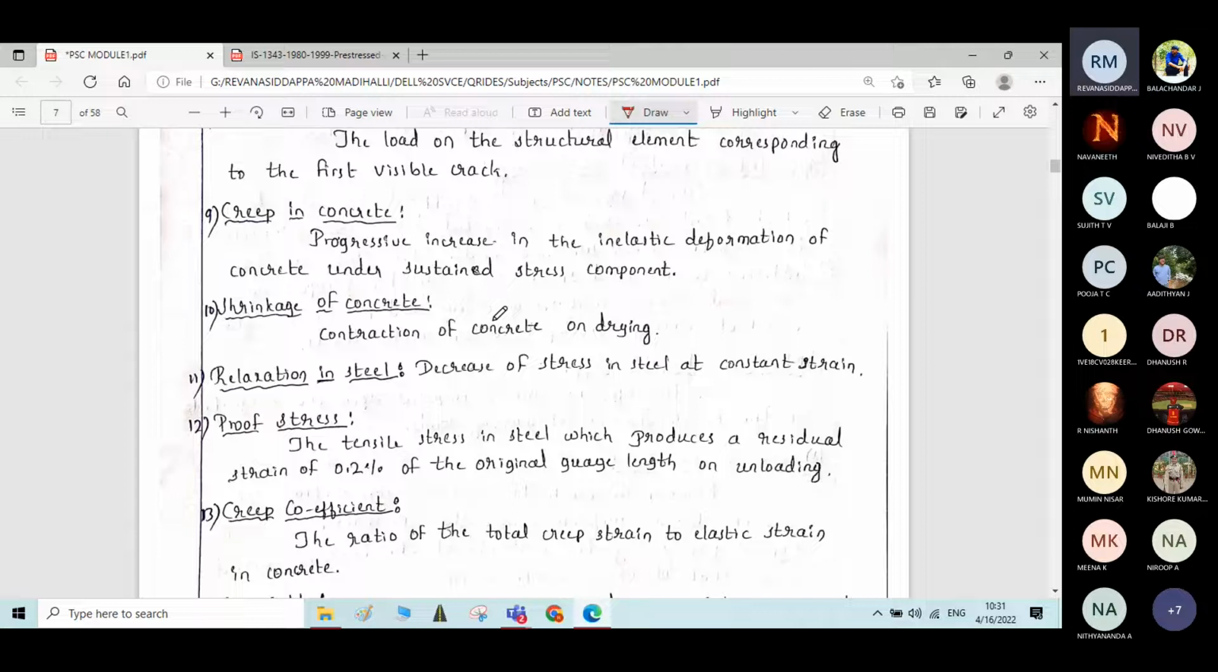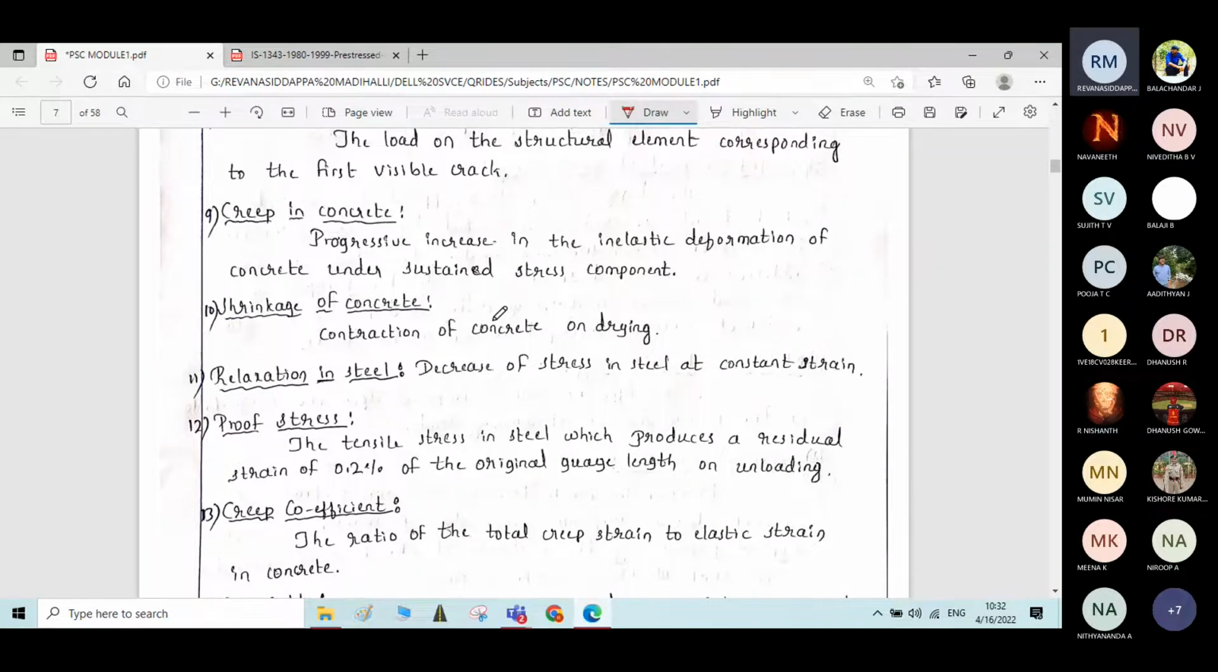There is a reason for shrinkage of the concrete. The excess water, beyond that required for the hydration process of the concrete, when it gets evaporated out to the atmosphere, then contraction or reduction in volume of the concrete takes place. That is called shrinkage. Reduction in volume of the concrete on drying is called shrinkage.